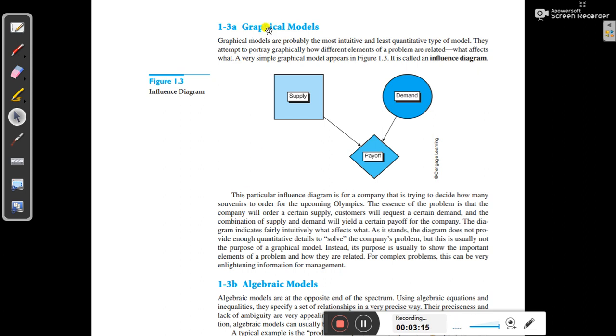One example is the graphical model. Here you can see there are three entities: supply, demand and payoff. By calculating the supply and the demand, we can arrive at the payoff of a company. So to know what amount of payoff can be generated, we need to analyze the data about supply and the data about demand.